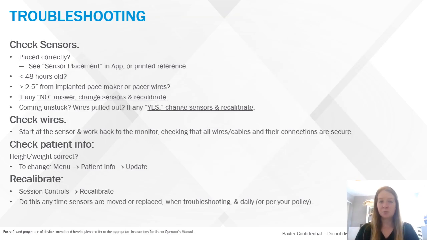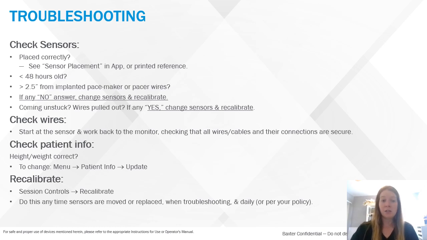Now, if you're having issues with the monitor, troubleshooting, here are some helpful tips. So always check your sensors. Are they placed correctly? Are they more than 48 hours old? Remember, you also have to be 2.5 inches away from a pacemaker. So if you have a pacemaker in the left upper quadrant, make sure that you are putting the sensors on the back of the body so it's away from the pacemaker. Now, our monitor does not affect the pacemaker. However, the electrical interference from the pacemaker affects our machine.